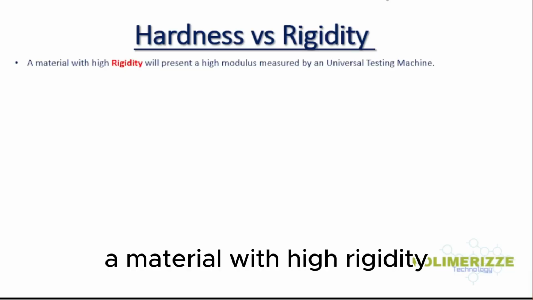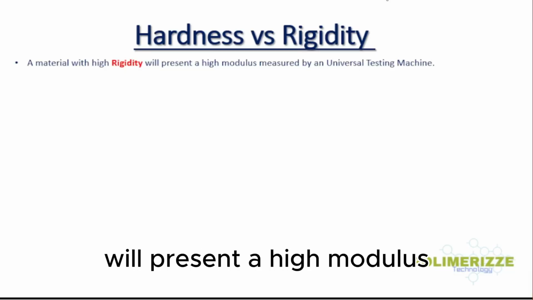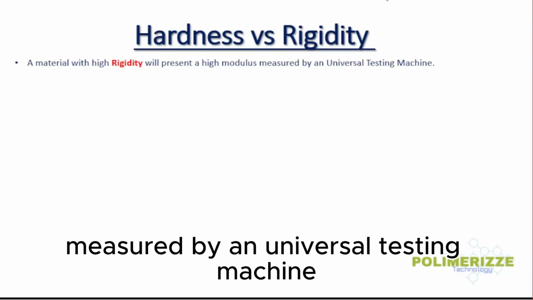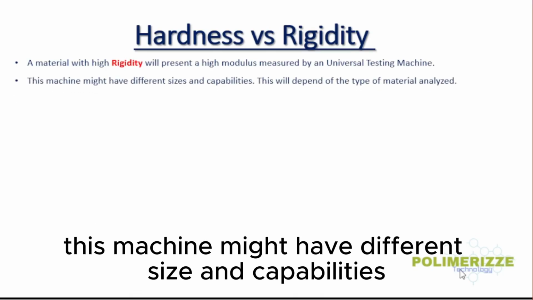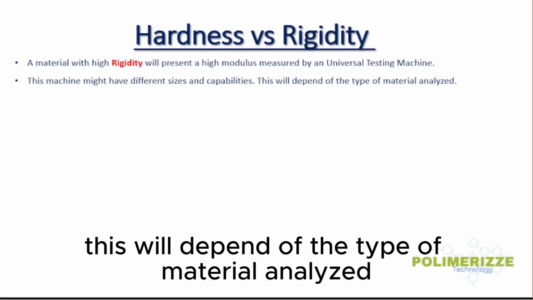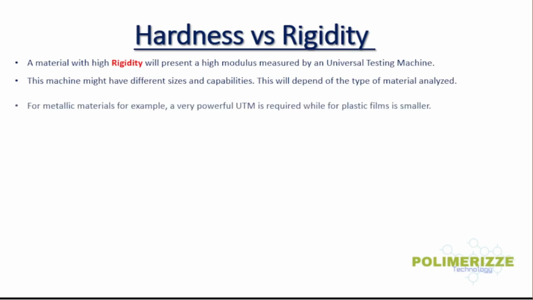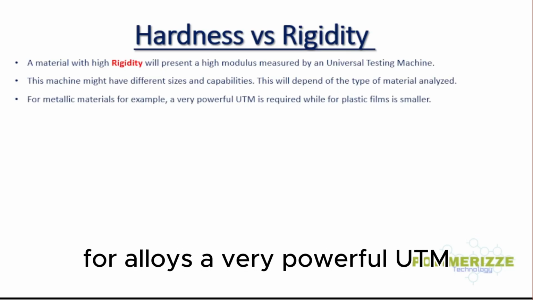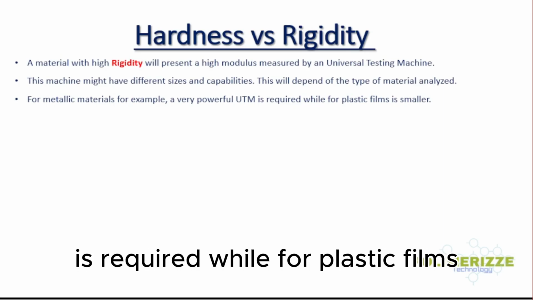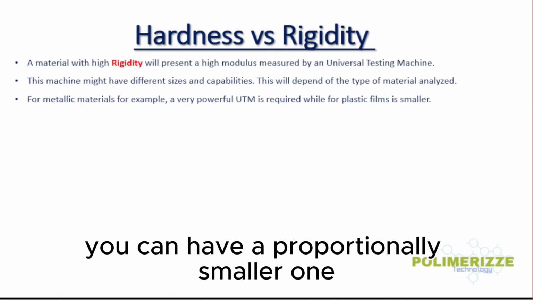A material with high rigidity will present a high modulus, measured by a universal testing machine. This machine might have different sizes and capabilities, depending on the type of material analyzed. For metallic materials, for example alloys, a very powerful UTM, universal testing machine, is required, while for plastic films, you can have a proportionally smaller one.